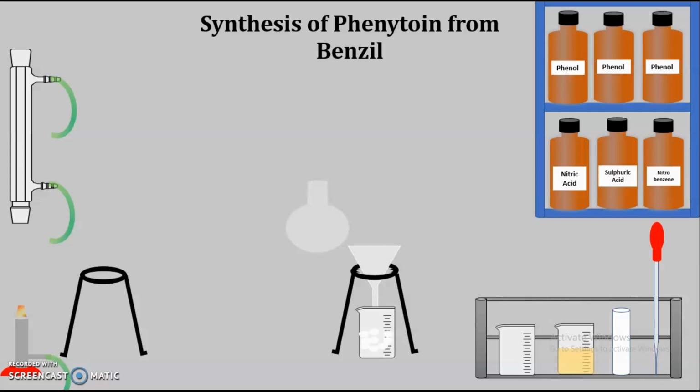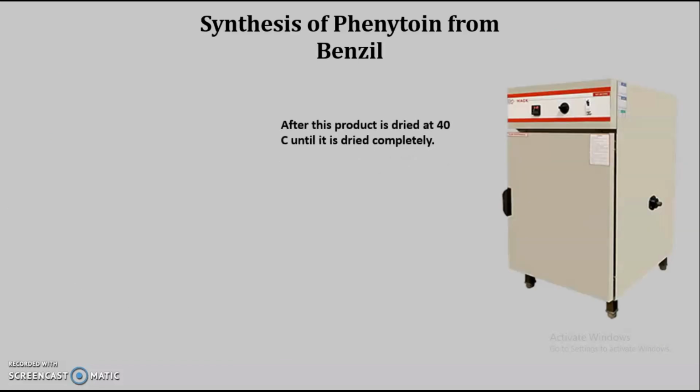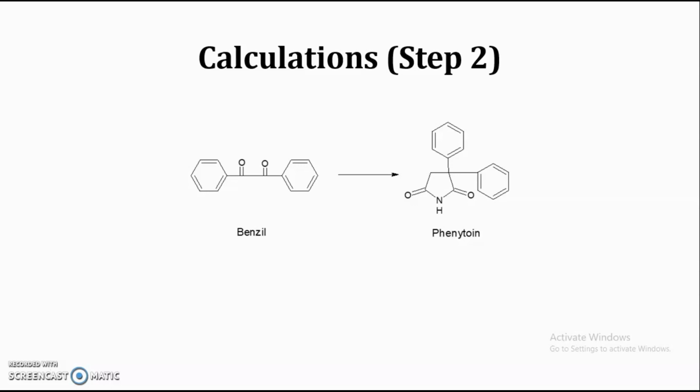In this way we can carry out recrystallization of phenytoin in the same way as we have carried out for the benzil. Once we get the pure form of the product, the next step is to perform the drying of that product. Depending upon the temperature, we can dry this compound in the hot air oven. Then we will determine the melting point with the help of the Thiele tube. Also we can use the digital melting point apparatus. Now, after finishing the practical, we will see the different calculations that we have to do.